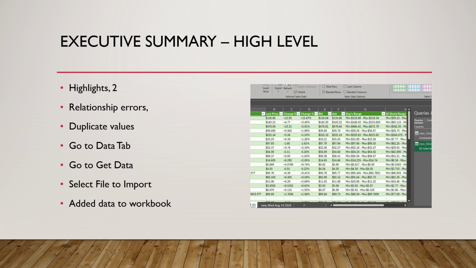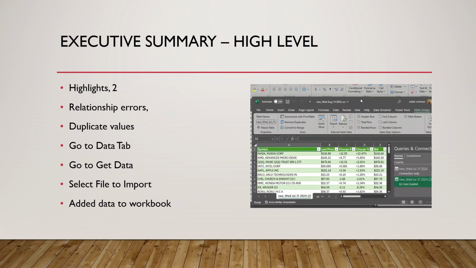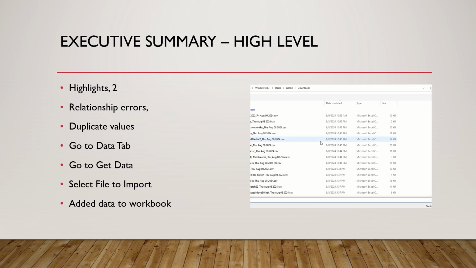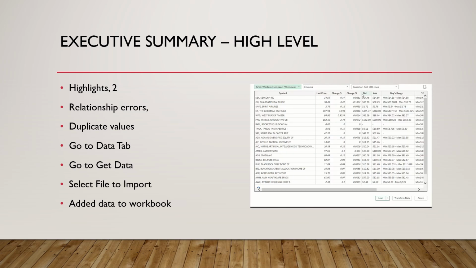To recap, what we did is we went to the data tab. We said get data from a file. Select whatever file you're looking for. Let's just randomly say we're adding this one. The ETL Power Pivot module will allow you to make sure the data looks all right. In this case, it looks all right.